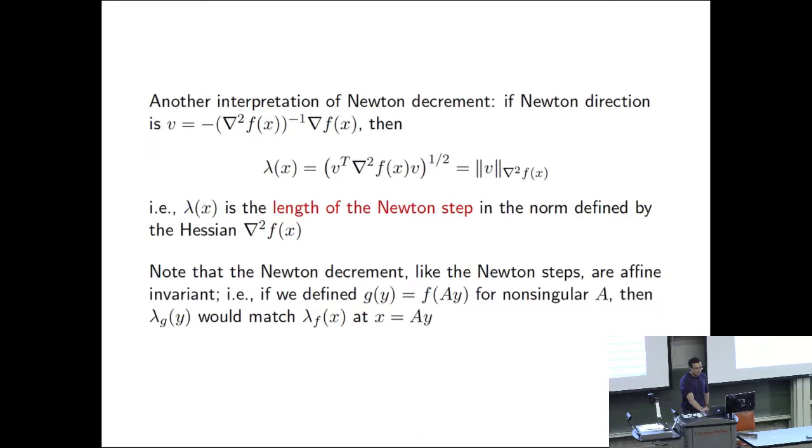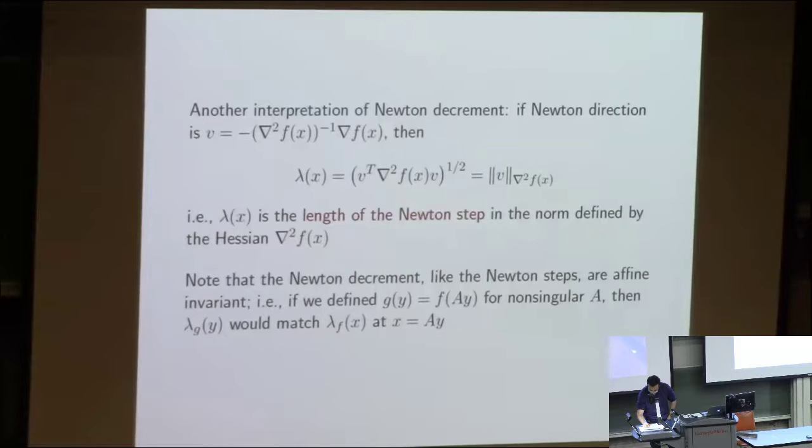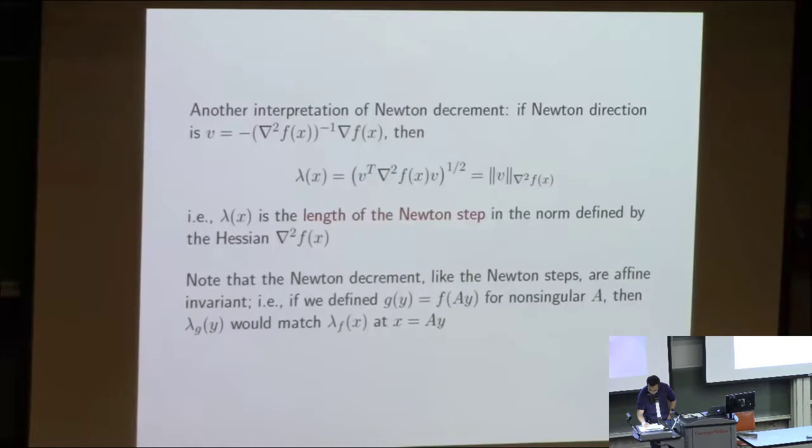Okay, a slightly different interpretation is that it measures the length of the Newton step with respect to a norm induced by the Hessian. So this is the Newton direction. At every step, I can think about Newton's method as moving in a particular direction, v. For us, v is the Hessian inverse times the gradient. For gradient descent, it's just the gradient. And I can think about the Newton decrement as measuring the length of this step in a norm induced by the Hessian.